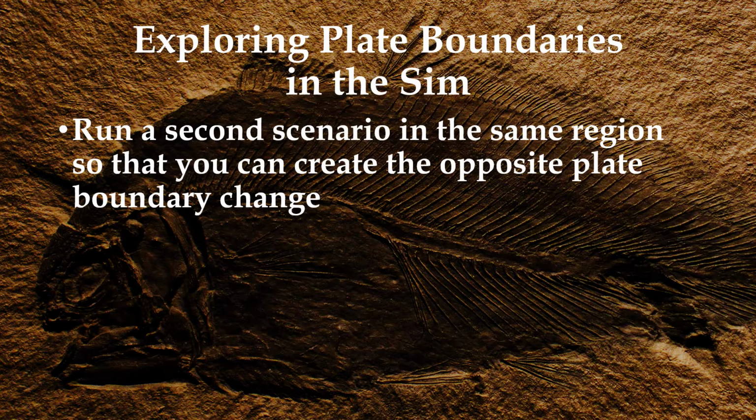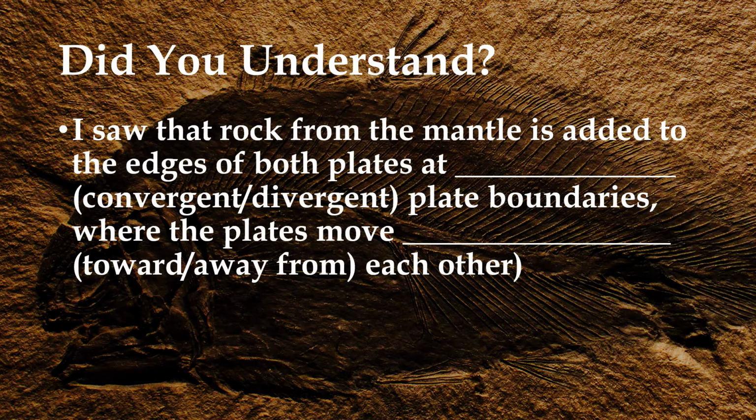Now that you've run both scenarios, let's see if you've been paying attention. By now you've gathered evidence for both types of plate boundaries. See if you can complete this sentence. I saw that rock from the mantle is added to the edges of both plates at either the convergent or divergent plate boundaries, where the plates move toward or away from each other. Take a minute, pause this video, and see if you can figure out the right answer.